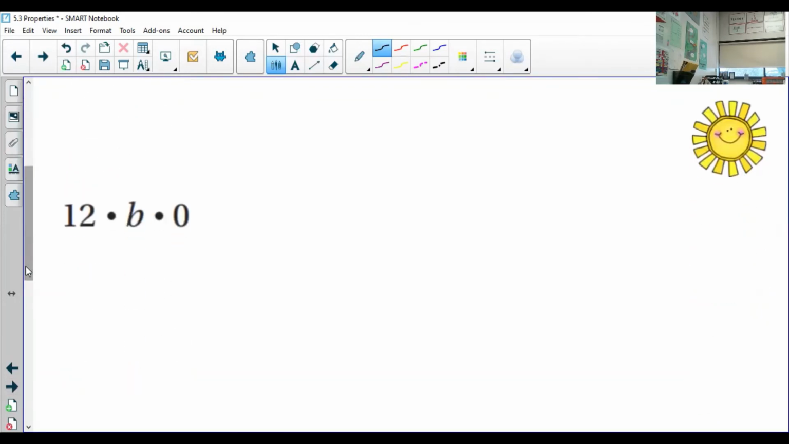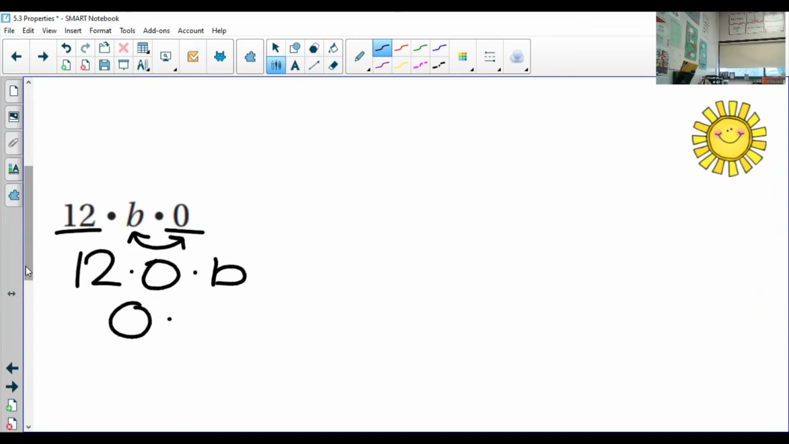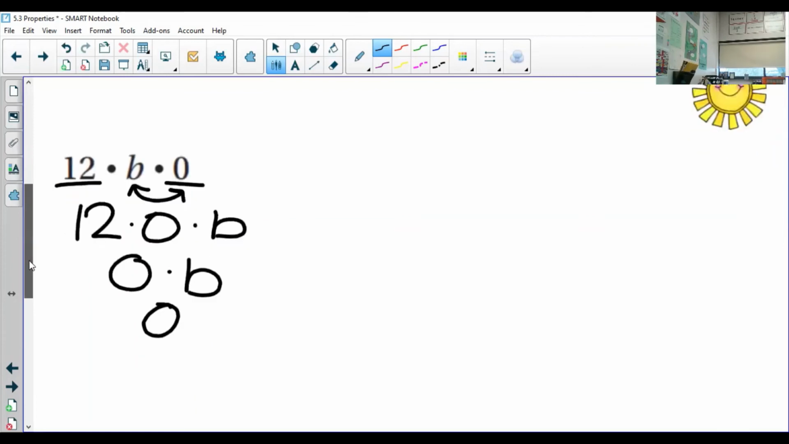Okay, well, I see here that we have 12 times b times 0. Another times 0. The 12 and the 0 can be combined. So let's switch them. And now I have 12 times 0 times b. Now I can simplify because 12 times 0 is 0 times b, which is always just going to be 0. So anytime something is multiplied by 0, it's all going to be 0. If you're only multiplying, I should say.